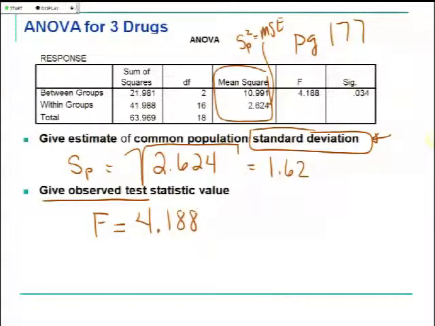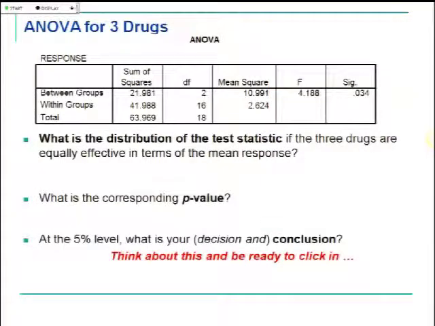You might be asked to talk about what distribution it has. The question that comes next says, what distribution does our test statistic have if the 3 drugs are equally effective in terms of the mean response? What's this long "if" at the end really saying? What's the shorthand version of that? If H naught is true. If H naught's true, what's the distribution of your test statistic?